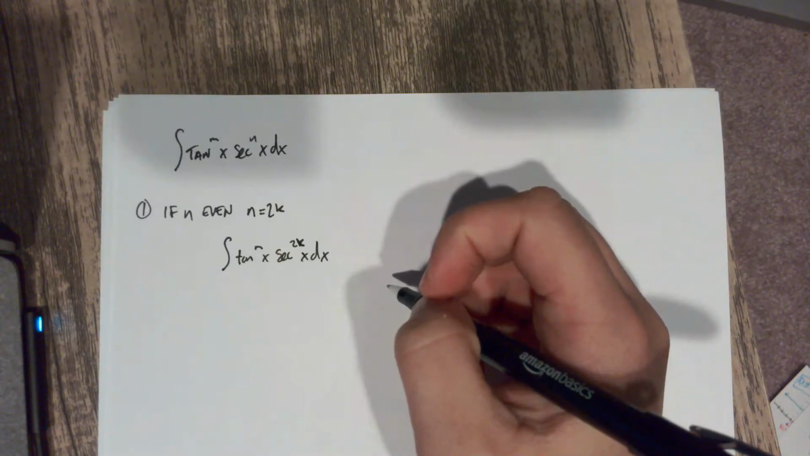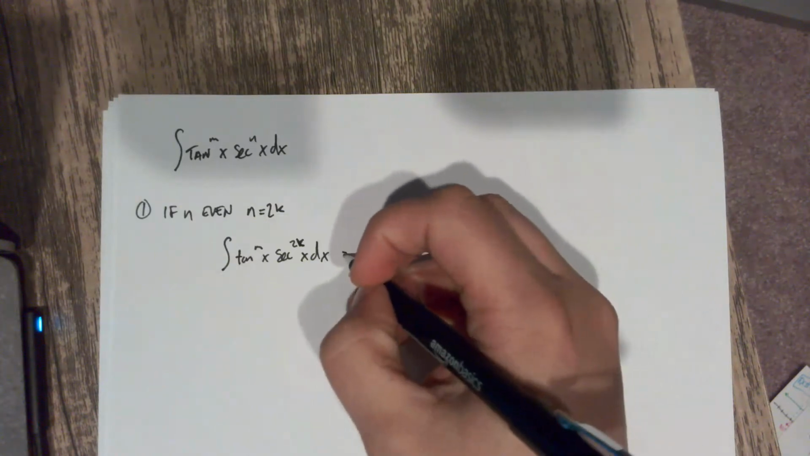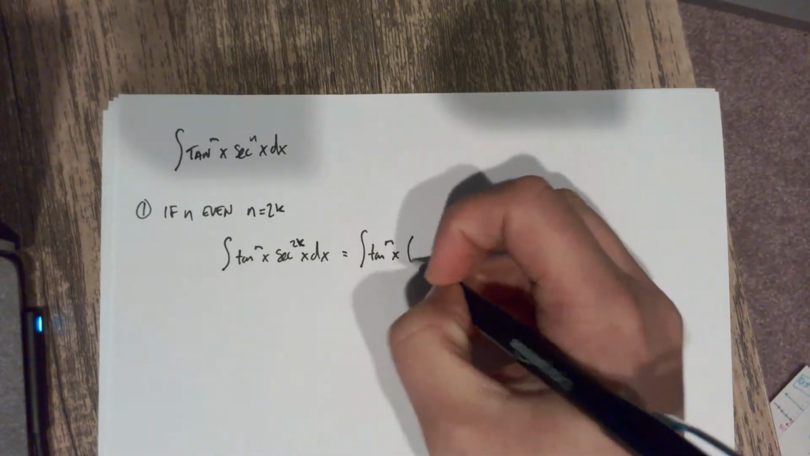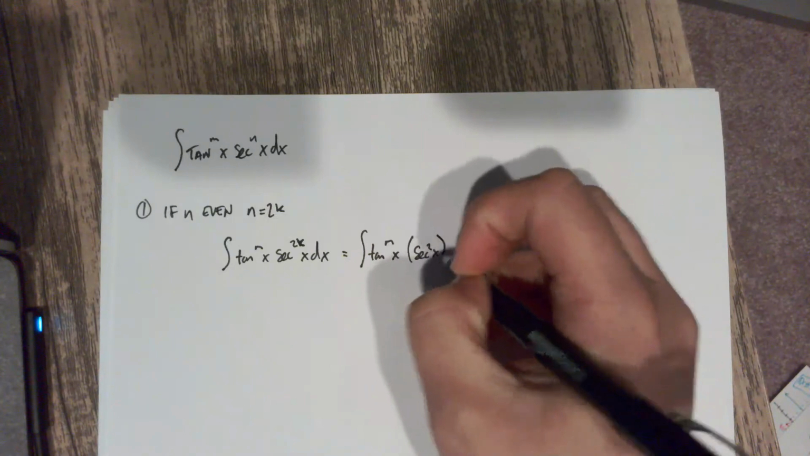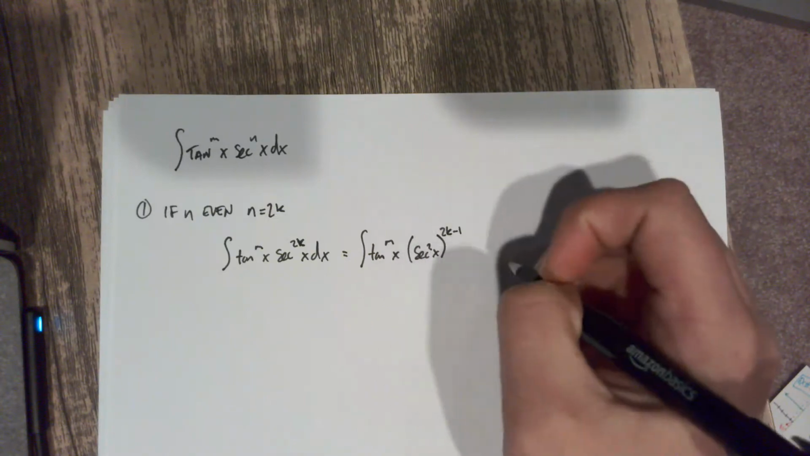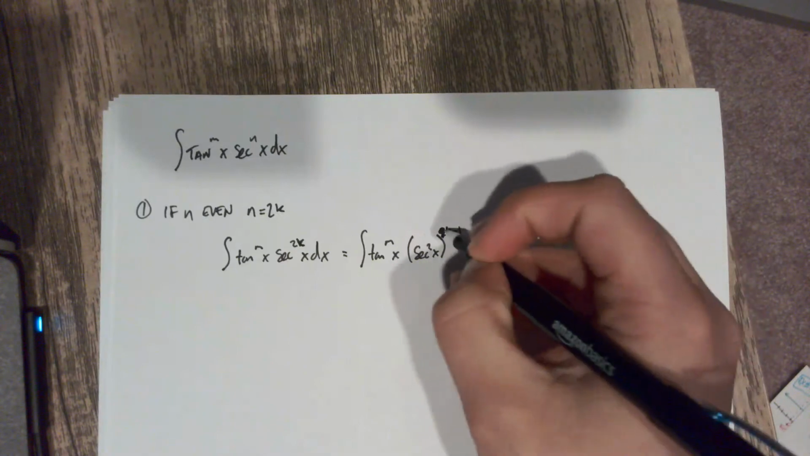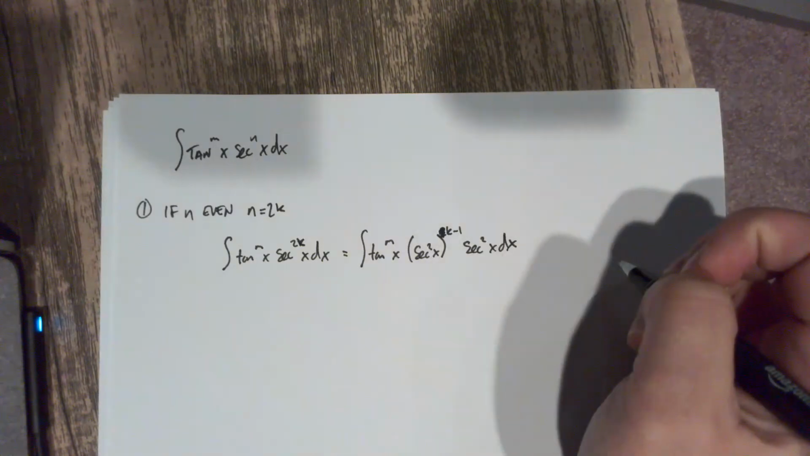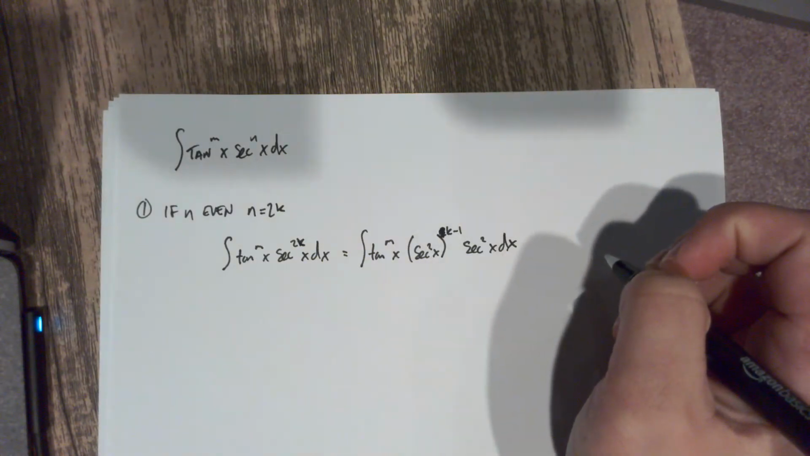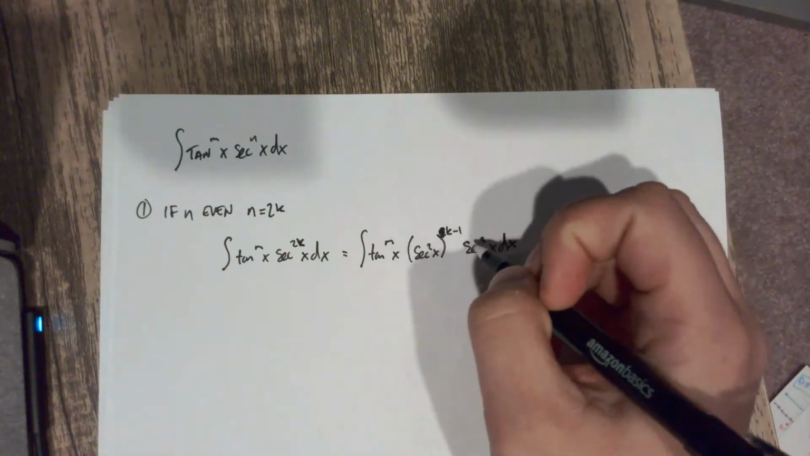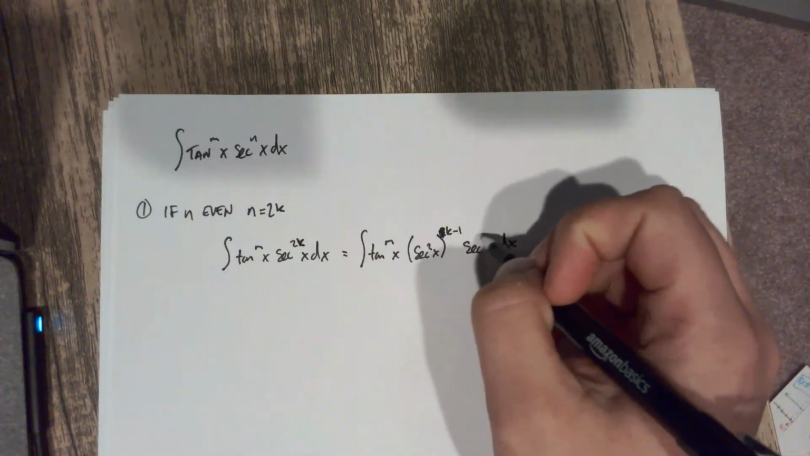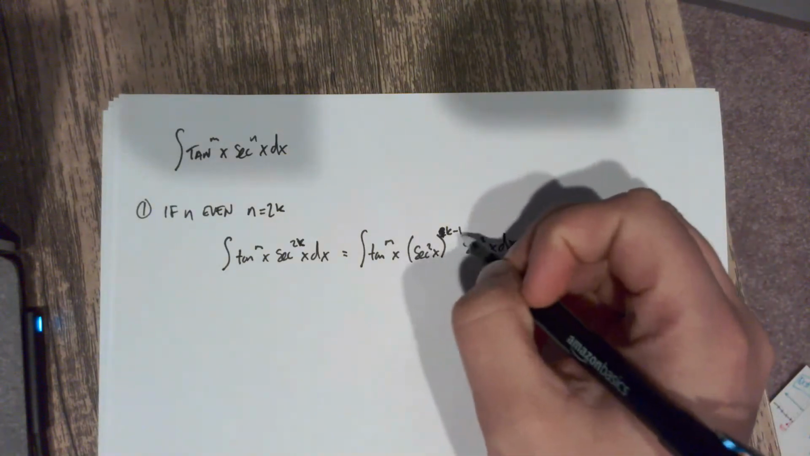This is where things are going to look a little bit weird. I'm going to rewrite this as tangent to the m of x secant squared to the k minus 1, times secant squared x dx. These two things are equivalent because I've subtracted 1 from the exponent, but I've also multiplied by secant squared. So this is what balances that out.